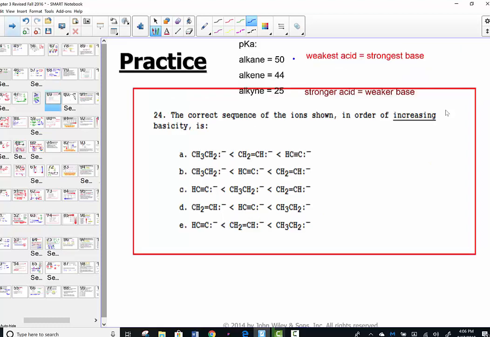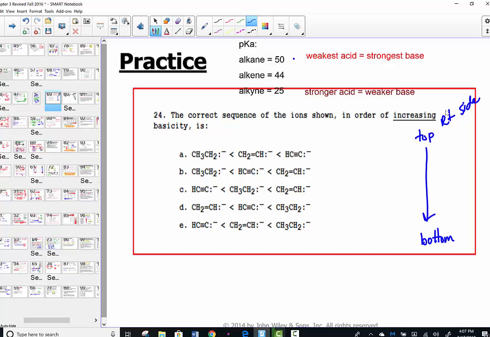The correct sequence of ions shown in order of increasing basicity. Okay, so kind of think that through. Increasing basicity. That means you want to go to the right column, the conjugate base column, and order them from top to bottom as you find them on your pKa chart on the right side. See what an important test-taking tool the pKa chart is.